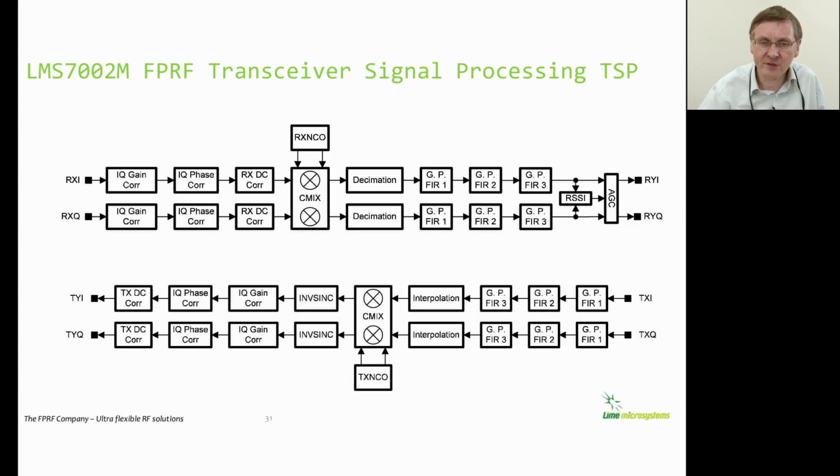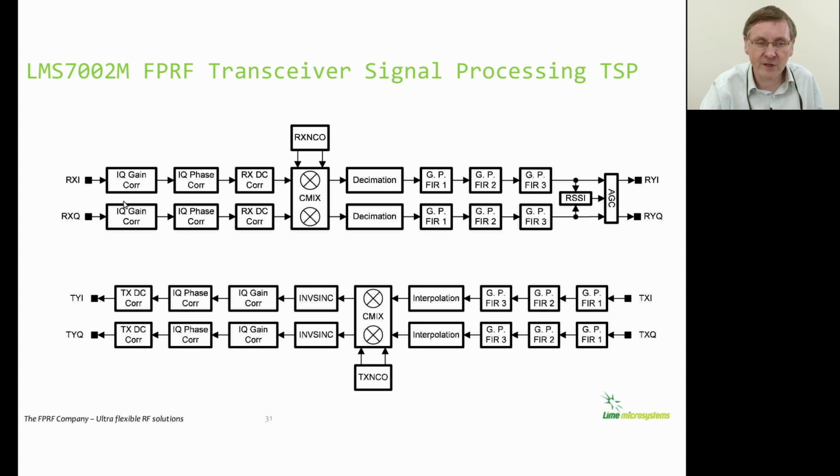So now let's have a look at the digital half of the Lime 7002. I think it's possibly even more complicated than the analog part of the receiver. So on the transmitter we have the data coming in at this end, going through some general purpose FIR filters. They are then interpolated, I'll explain that in a moment, frequency translated with a digital mixer, then going through an inverse sinc function, and then through amplitude and phase correction for image rejection, and DC offset cancellation.